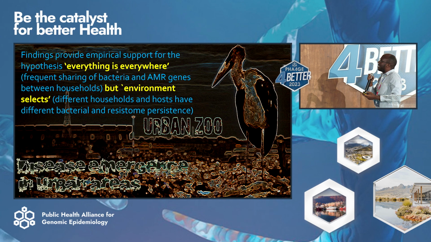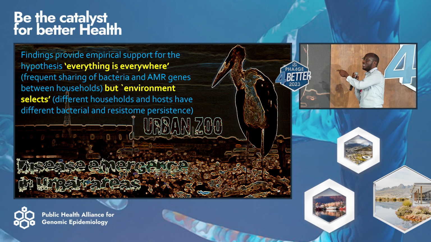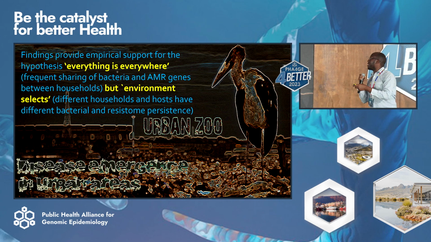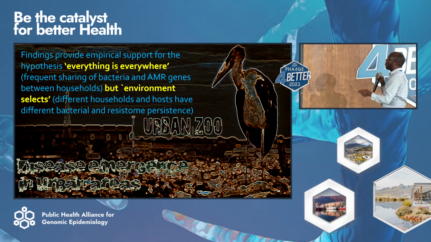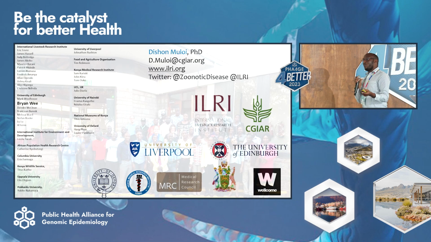And then lastly, the impact of keeping livestock on human AMR carriage was mostly due to animal manure practices. And we support the hypothesis that everything is everywhere, that is, E. coli is across the entire city, but it's limited by the environment, which in this case is the household and the host. And therefore, confirming that hypothesis formulated back in the Netherlands in the 18th century, that everything is everywhere, but the environment selects.